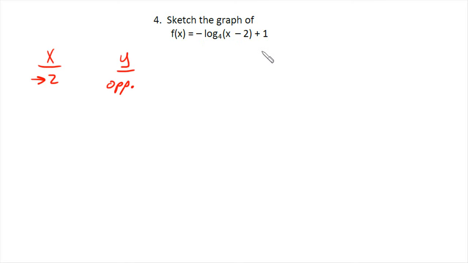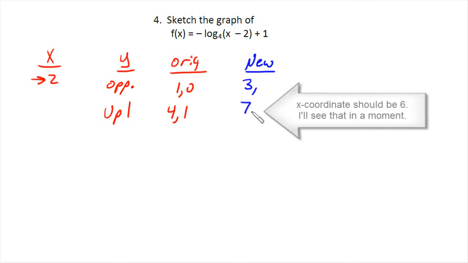I'm going to abbreviate opposite there. And then up 1 because of that. We need to follow order of operations. We're multiplying the originals by negative 1 because they're opposite, and then we'll add 1 to move them up 1. So let's make our original table, and that is always for logarithms 1, 0, and base 1 are the anchor points that we use. And the new table, so the x's go right 2, so 3 and 7.